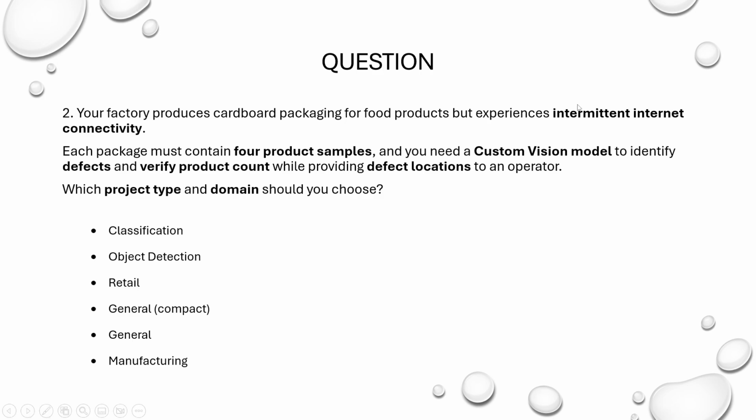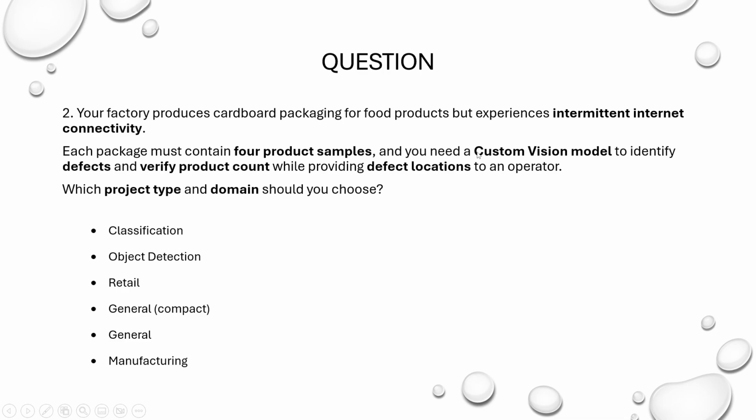First requirement is it should run offline or it should run in a place where there is intermittent internet connectivity. Next is it should count the products present in the package. It should count the objects present in that package. Next is it should also verify any defect present in that product and also provide the locations where that defect is present. So to fulfill these requirements, which custom vision model should you choose and also which domain should you train the model? So you have to select 2 correct options. One is the project type and next is the domain.